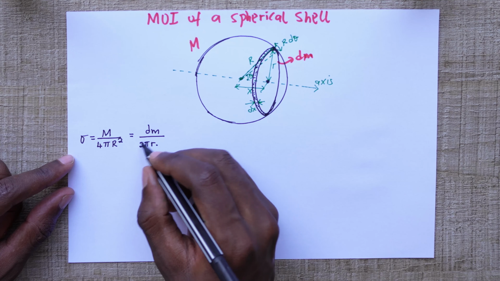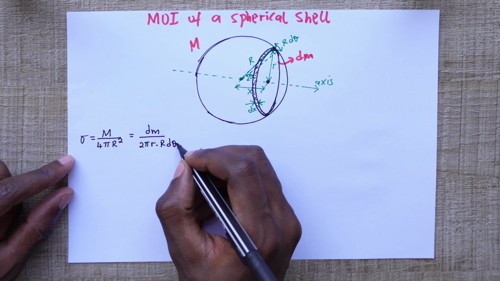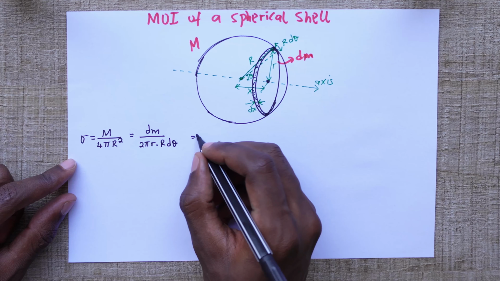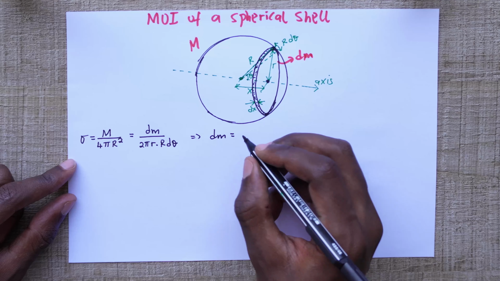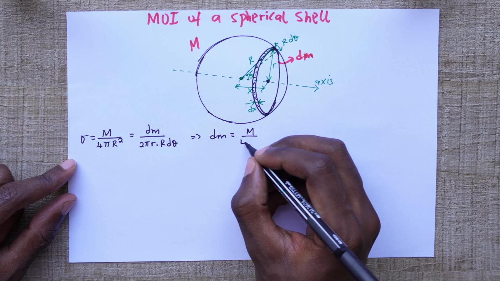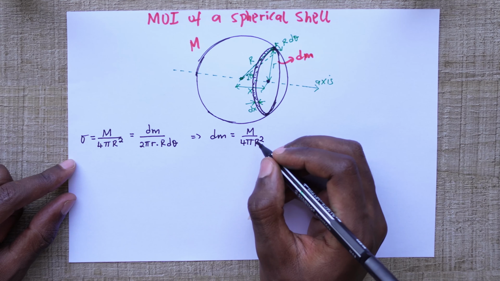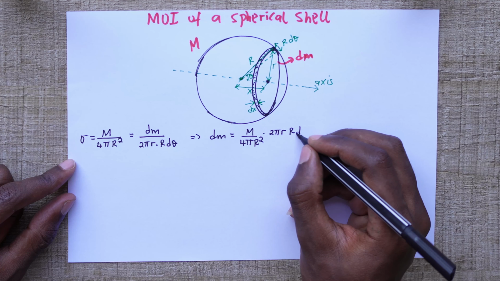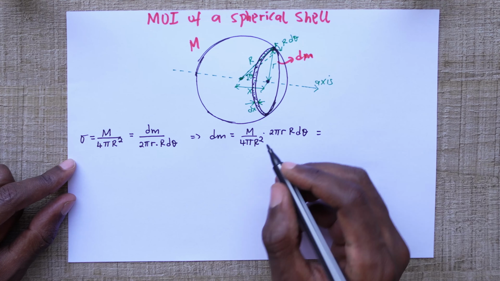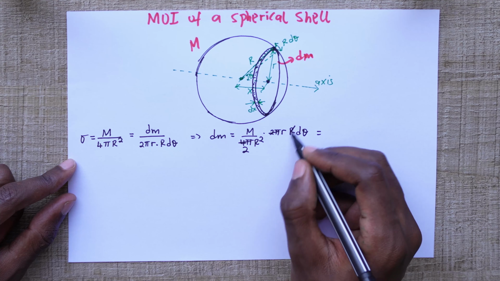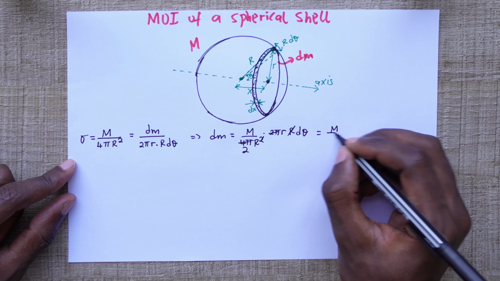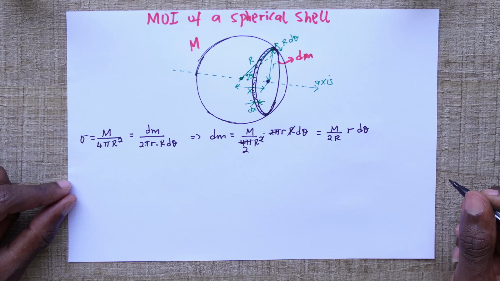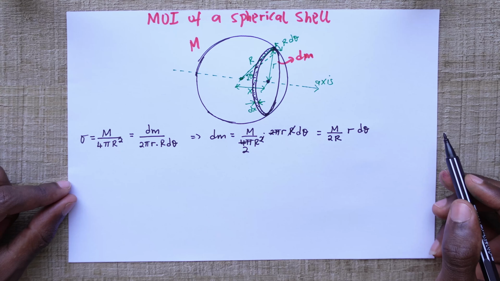So here we have the circumference times R d theta, which means that dm can be written as M over 4 pi R squared, times 2 pi little r, then capital R d theta. And if we simplify this further, the 2 pi cancels 2, R cancels one R, so we get M over 2R times little r d theta. So that's the mass of the element.